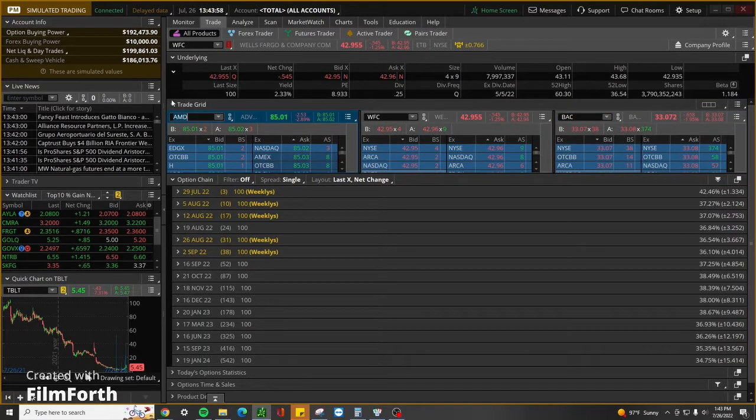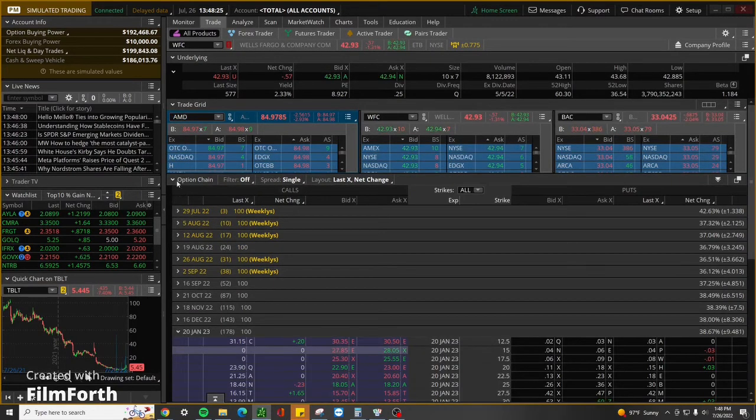Under the underlying, you have the trade grid, which essentially shows you the best prices across multiple exchanges for any ticker symbol that you have selected in the symbol selector box. So you have AMD in here. It shows you the best bid and ask prices. Same thing for Wells Fargo, Bank of America. You see that data on the New York Exchange, NASDAQ.